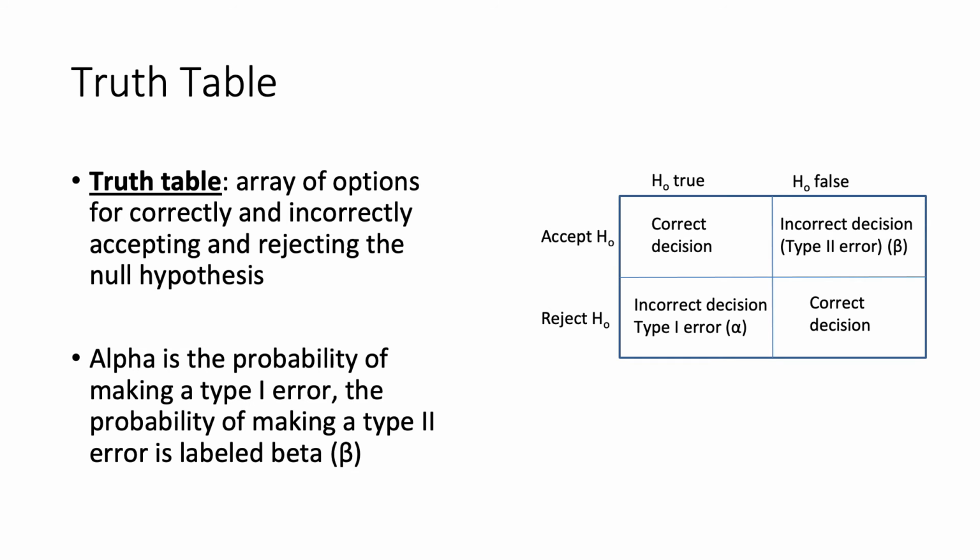We'll often use the truth table to indicate the potentially correct and incorrect decisions as it relates to accepting and rejecting the null hypothesis. We can see that alpha is the probability of making a type 1 error, while the probability of making a type 2 error is labeled as beta.